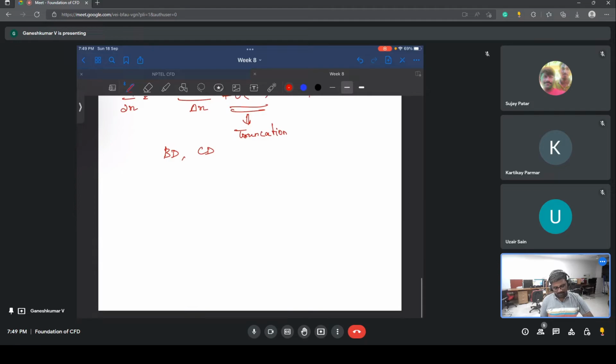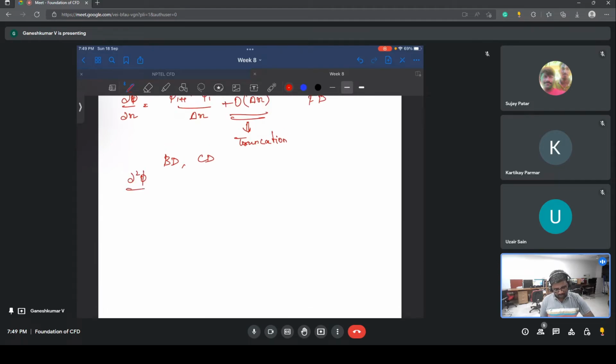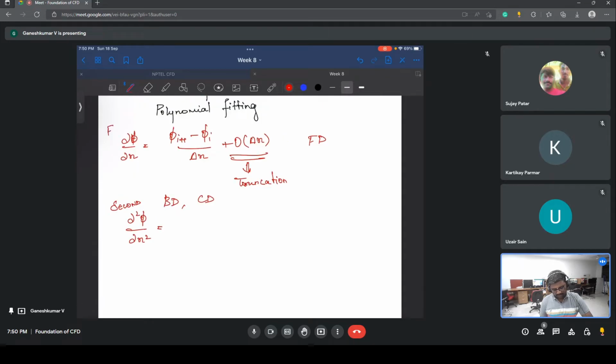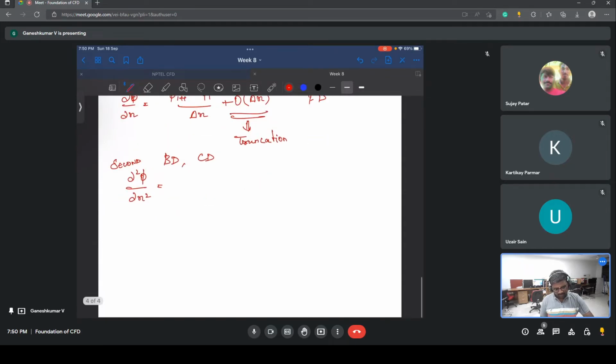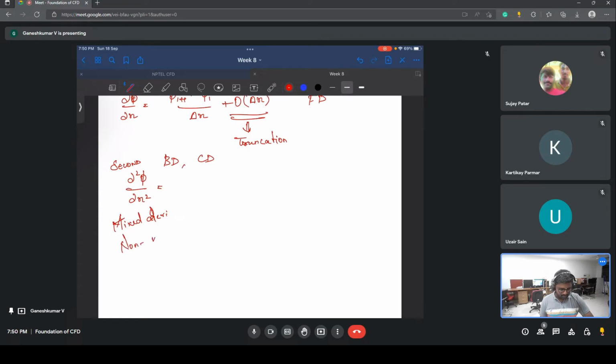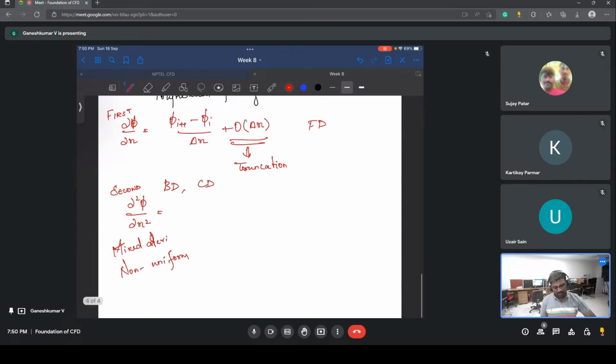And what else did we do? We also did dou square phi by dou x square, the second order derivative. First we did the first order derivative, then the second order derivative, and a few more like mixed derivatives. And for non-uniform grids, you can't take delta x i to be equal to delta x i plus 1, because delta x varies everywhere. That's why your scheme changes a little bit, right?